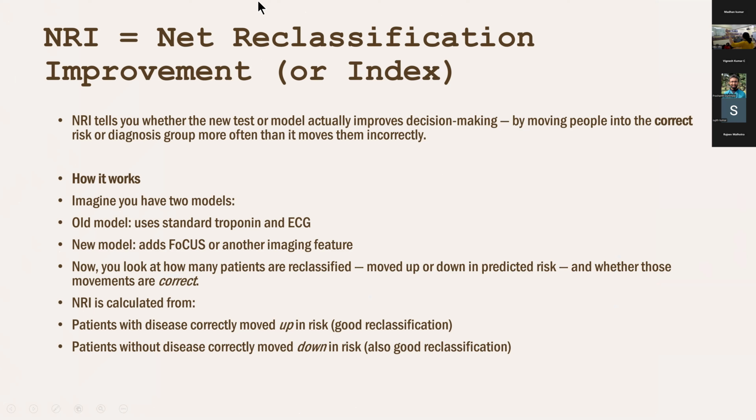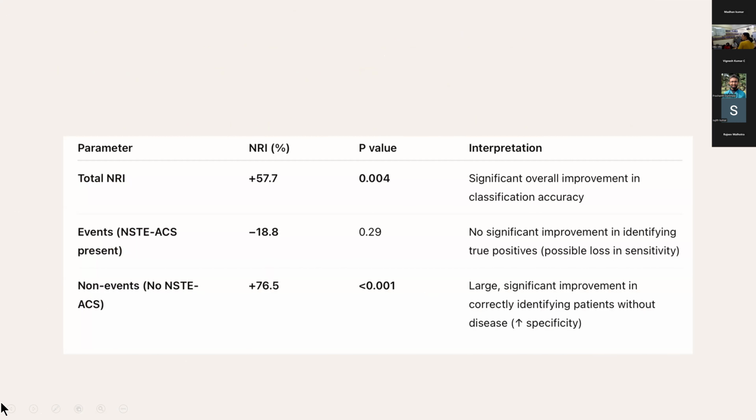So that's what the alluvial plot gave you as a pictorial representation. They're giving it to you as an index of how much the new test improved your previous test. So now you have the old model, which uses troponin and ECG. The new model, in this particular case, we've added focus. So now you want to see how many patients were reclassified, whether they moved up or down in the prediction index. So now this is their results.